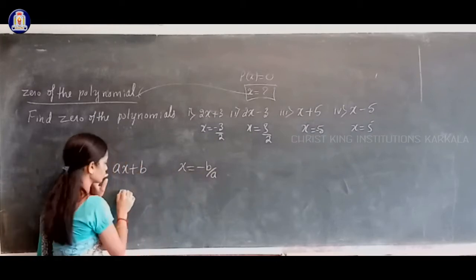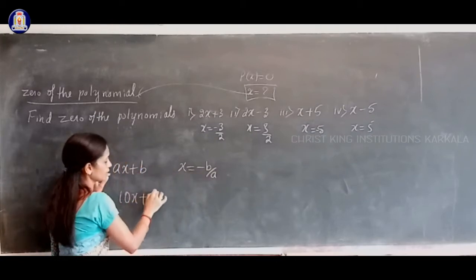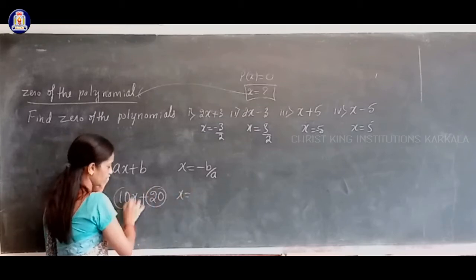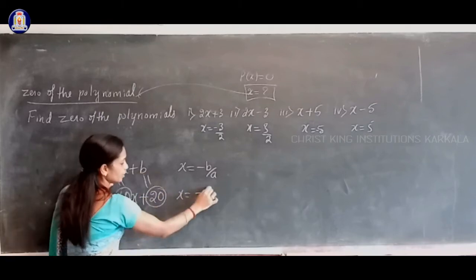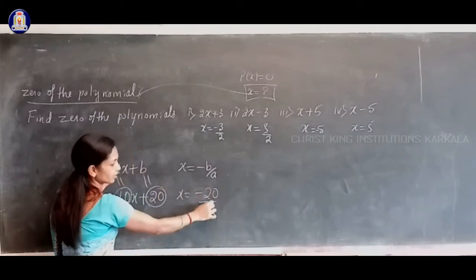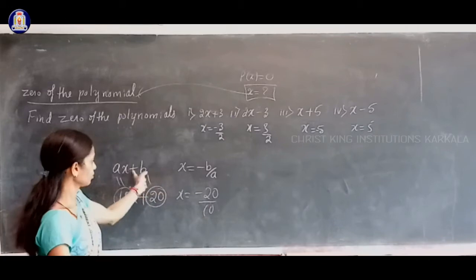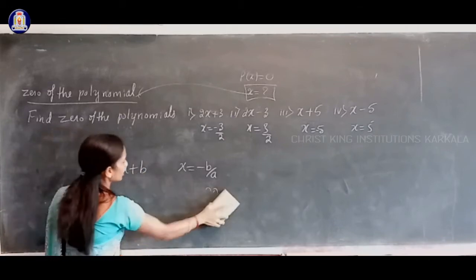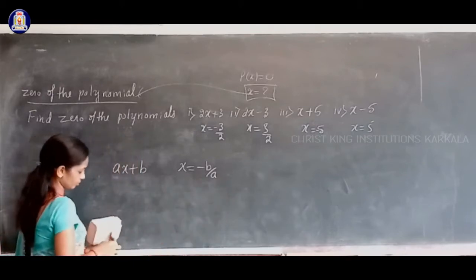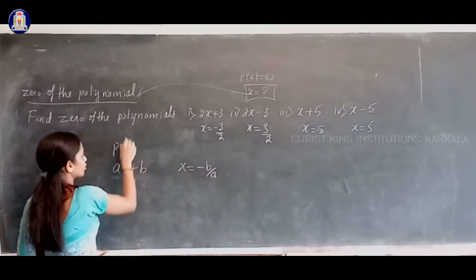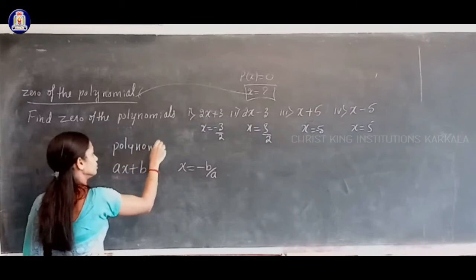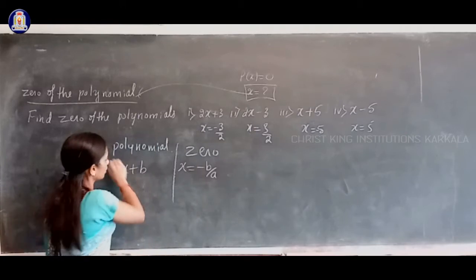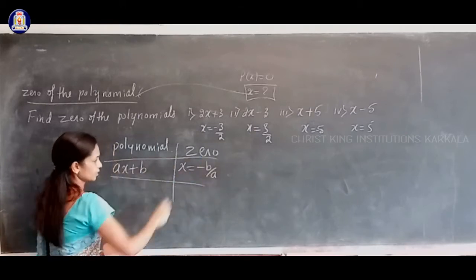For example, suppose you have 10x plus 20, then what will be the 0 of the polynomial? b is this one, a is this one, minus b by a, minus 20 by 10, directly you can write if you keep this in mind. For ax plus b, 0 of the polynomial is x equal to minus b by a, like that. This is a polynomial and this is a 0 of that.